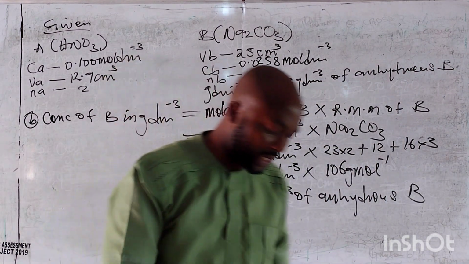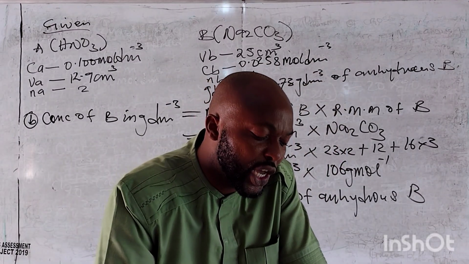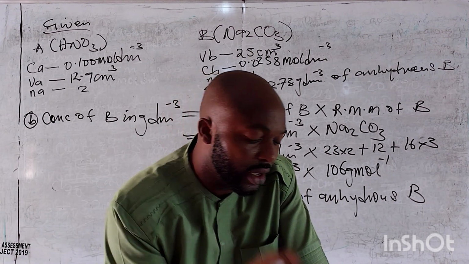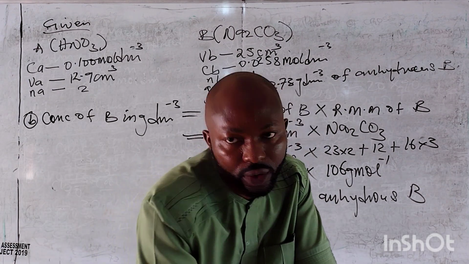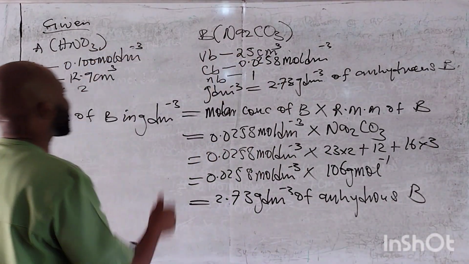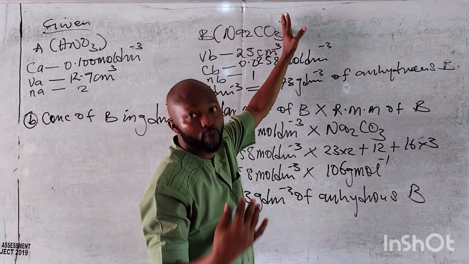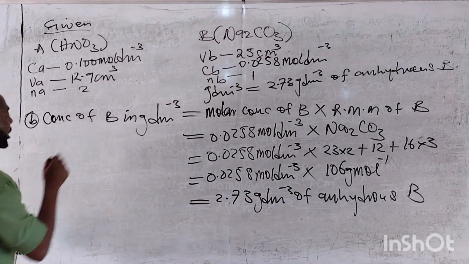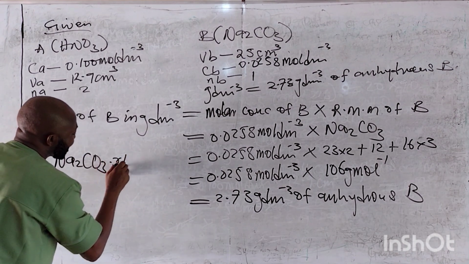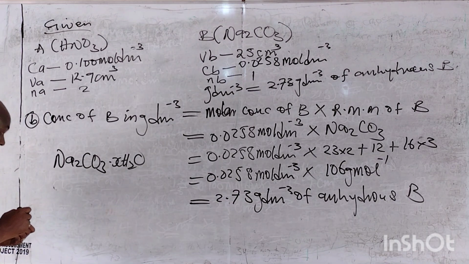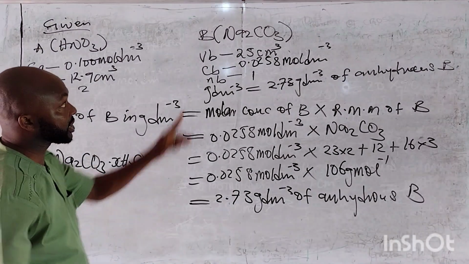Alright, we're done with our B. Let's listen again. They say C, given that B contains 3.60 gram of the hydrated sodium trioxocarbonate IV. Now, sodium trioxocarbonate IV hydrated means that it contains water of crystallization, unlike the anhydrous. So the hydrated compound becomes Na2CO3.xH2O. This is now the hydrated compound of sodium trioxocarbonate IV, that is anhydrous.